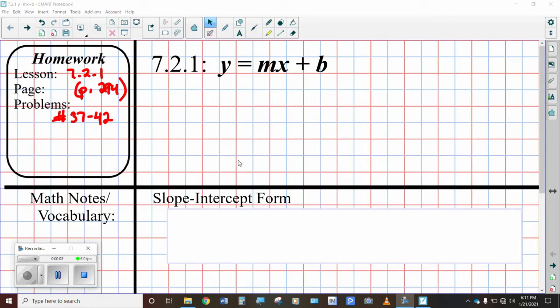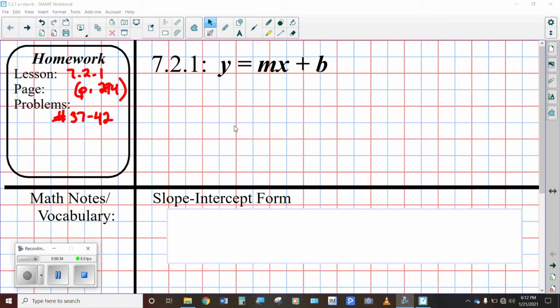Right. In this lesson, we are actually going to reacquaint ourselves with the slope-intercept form of an equation, which is y equals mx plus b. That's the title of this lesson for 7.2.1. It's almost like a game. We're going to put ourselves in a situation where we're pretending we work for a company where we create lines. And customers place their orders, and we need to make sure that everything is correct.